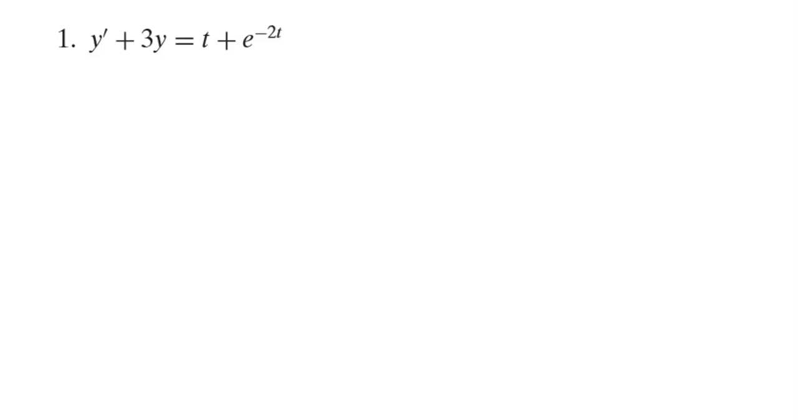To do that, the first thing we have to do is get it into this form: y prime plus p of t y equals g of t, which is the general form. If there was a y on the other side, we would have to add it over. So basically you just want to get it in that form. And that p of t, in our case, is going to be this 3 here.